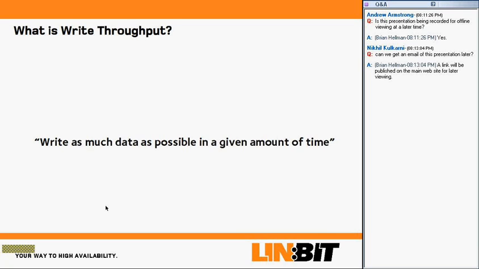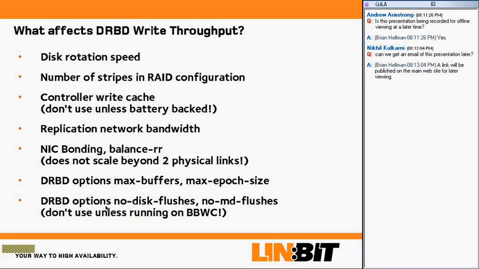So what affects DRBD write throughput? There are several factors. Some are in hardware, some are in software but outside DRBD, and some are actual DRBD configuration options. So disk rotation speed is obviously not only one of the most important sources of throughput overhead, but also, as we will see later, an important source of latency overhead. Generally, the faster your disks spin, the better your throughput is, and also the better your latency is, because disks simply don't take as long.